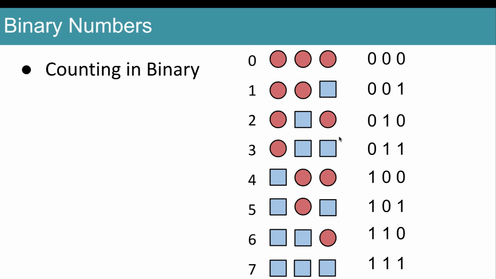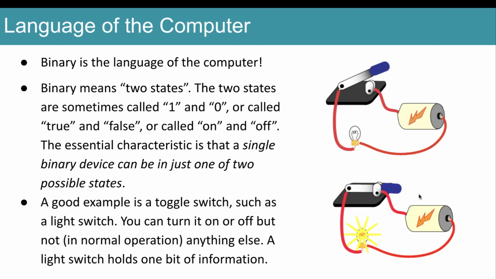So in binary, if I want to write the number 4, or if I want to store the number 4 in a computer, I would have to say 1, 0, 0. So binary is the language of a computer, and binary means 2 states. The 2 states are sometimes called ones and zeros, or true or false, or on or off. The essential characteristic is that a single binary device can be in just one of 2 possible states, right? It can either be on or it can be off. And a good example is a toggle switch, such as a light switch.